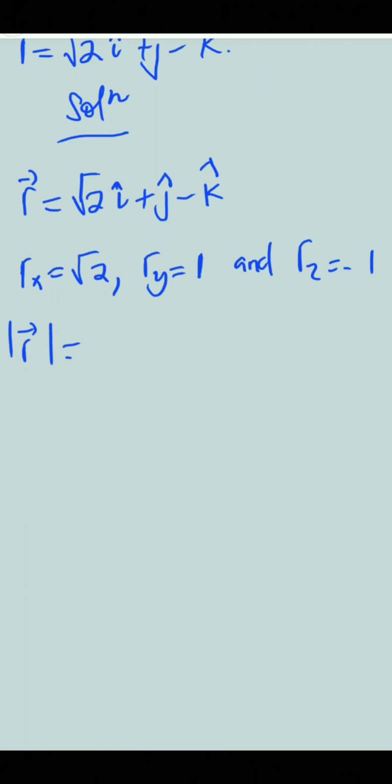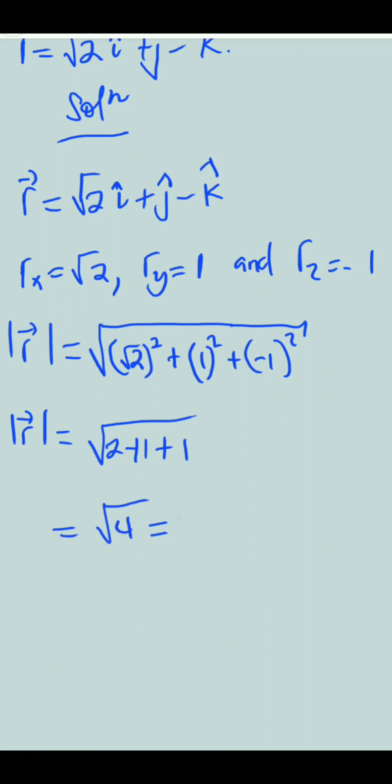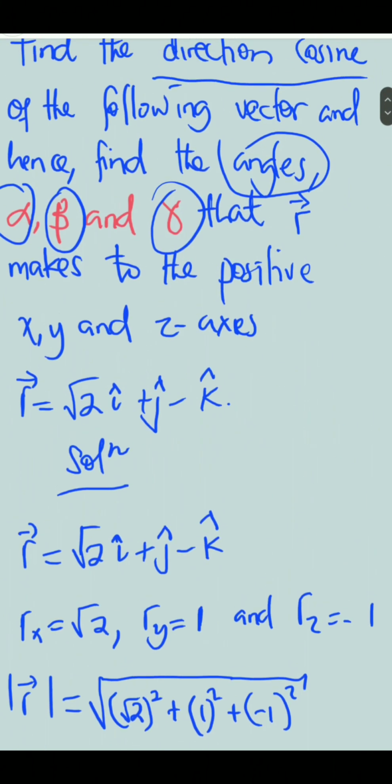So now let us first find the magnitude of our vector r. The magnitude will be the square root of the x component squared plus the y component squared plus the z component squared. This gives us the square root of 2 plus 1 plus 1, which is the square root of 4, giving us 2 as the magnitude of our vector.